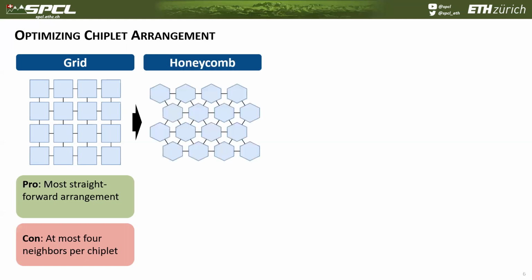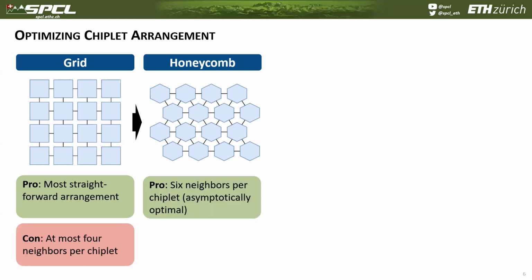We could do this by having hexagonal chiplets that are arranged in a honeycomb pattern. Here, we have up to six neighbors per chiplet, which, as we have proven in our paper, is asymptotically optimal. However, here we have to deal with non-rectangular chiplets, which are hard to design and to manufacture.